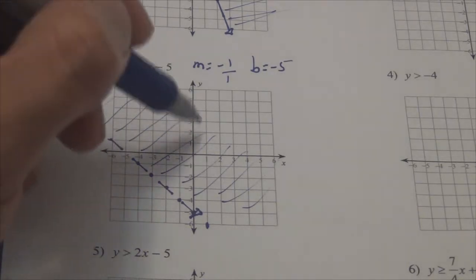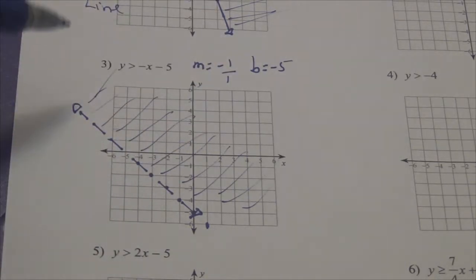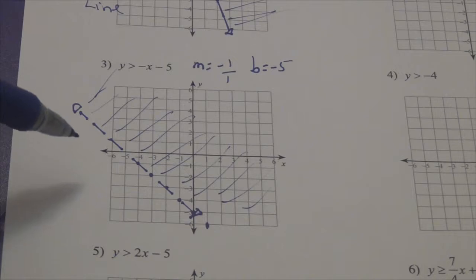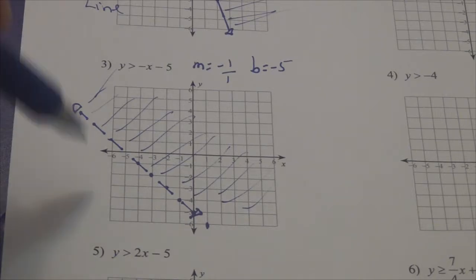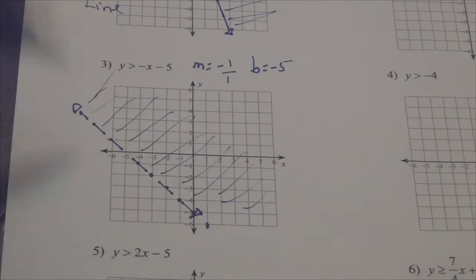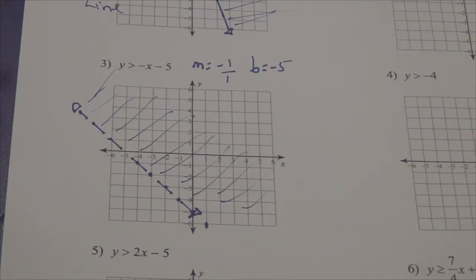Anyways, any point you're choosing here is going to be a solution. If on the regions they ask you to choose a point that is not a solution, then you pick a point here or any point on the line. Got it? The calculator, right?